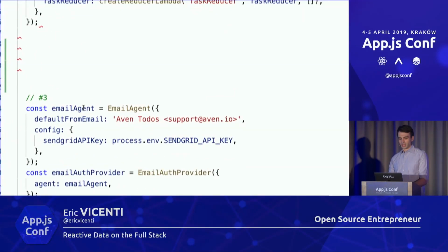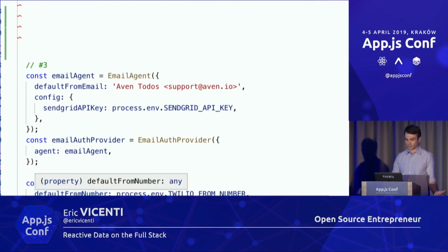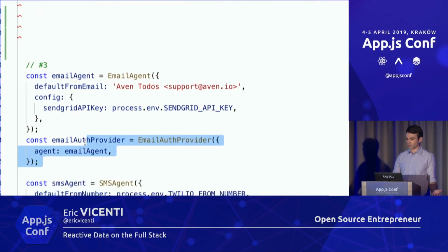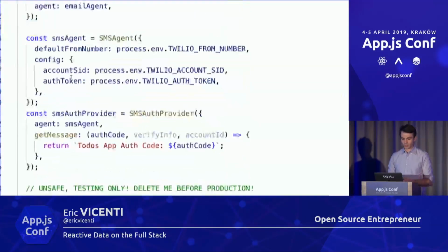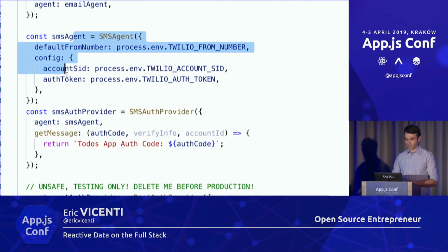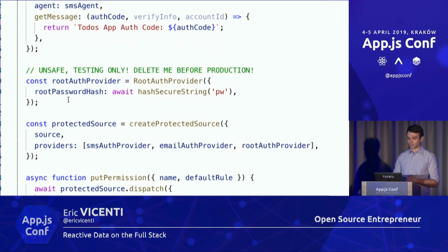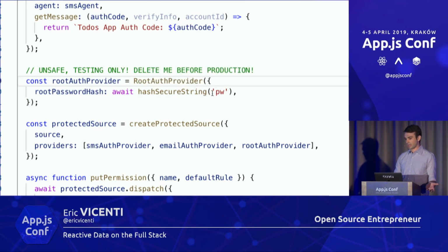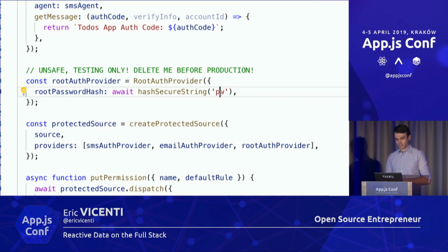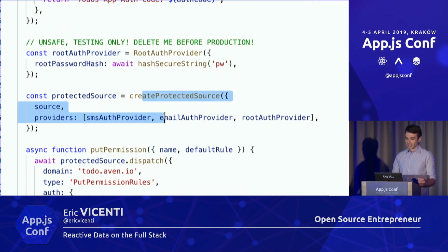It's a little bit involved, but you don't have to do all of this if you don't want all these different authentication mechanisms. So here we have an authentication provider for email, and then this is the little thing that actually does sending the email via SendGrid. We have the same thing here going with SMS and Twilio. So we have SMS and email login. Here we have a root login. So this is basically a hard-coded password. Literally, PW is the root password to this, so please don't hack this.